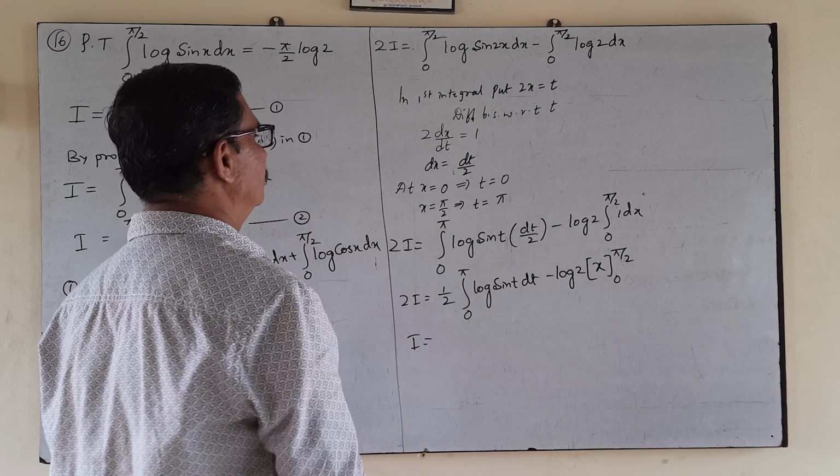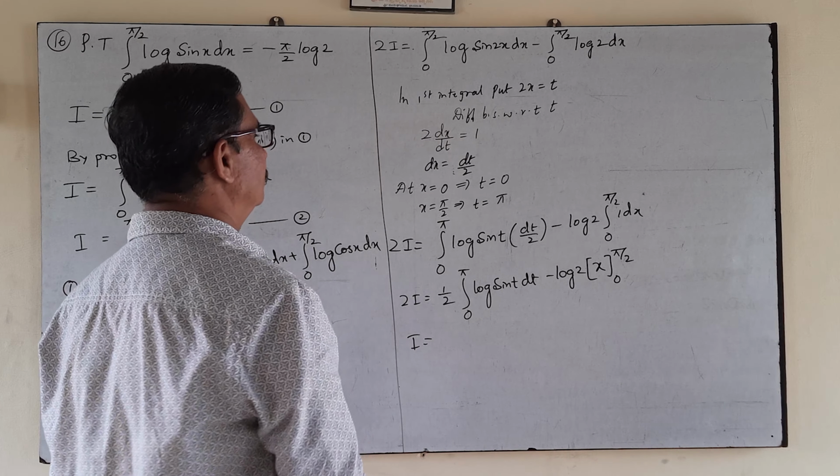Log of sin x is there, lower limit 0, upper limit is pi by 2, but here the upper limit is pi. Again convert it, this also should become pi by 2. How to convert? Now apply property number 7. In the previous example we solved, property 7 says: integral from 0 to 2a of f of x with respect to x equals 2 into integral from 0 to a of f of x dx.